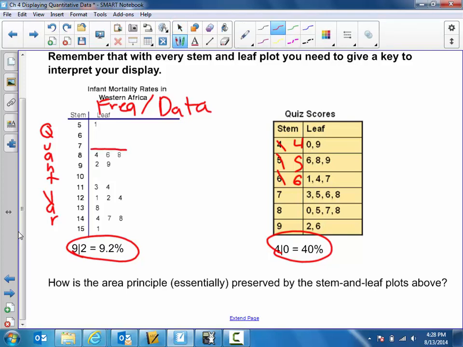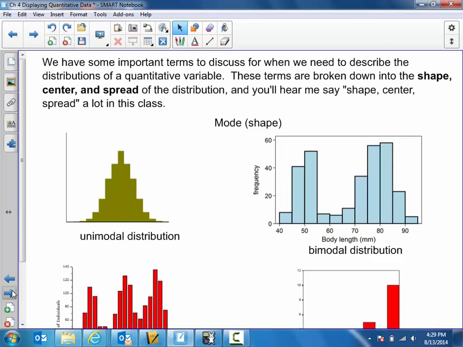Well, the area principle is preserved because, like I had pointed out before, with this bin that has a stem of 8 and then the leaves of 4, 6, and 8, you've got 3 data values falling into that bin. It is approximately 3 times the width of this guy right here, with the stem of 15 and the leaf of 1. And you're only changing the width of the bins. You're not also changing the height of them. So you can visually see, oh okay, there are 3 times as many data values that fell into the bin with stem 8 as opposed to stem 15.